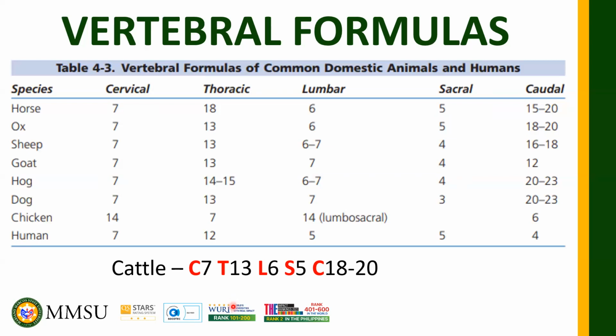So that is what you should take note of for the vertebral formulas. It's that simple. For example, for the horse, there are 7 for cervical, so C7, and then 18 for thoracic, so T18, and then L6, and then S5, and then Cd15 to 20.